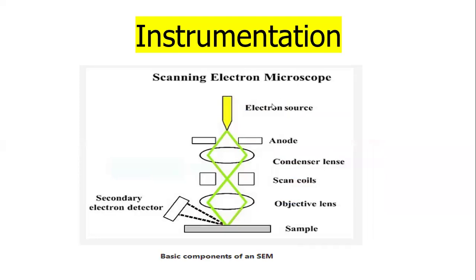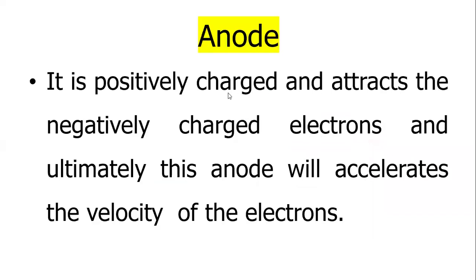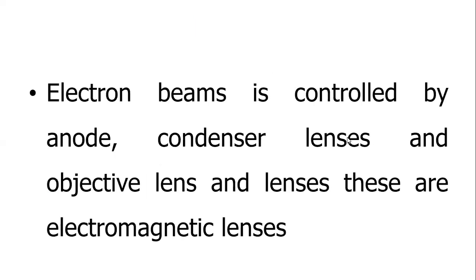Instrumentation of the scanning electron microscope: electron gun, anode, condenser, scan coils, objective lens, sample, and the secondary electron detector. The electron gun contains a tungsten filament. A 1 to 30 kilovolt accelerating voltage is applied to produce the electron beam. The anode is positively charged and attracts the negatively charged electrons, and ultimately this anode will accelerate the velocity of the electrons.